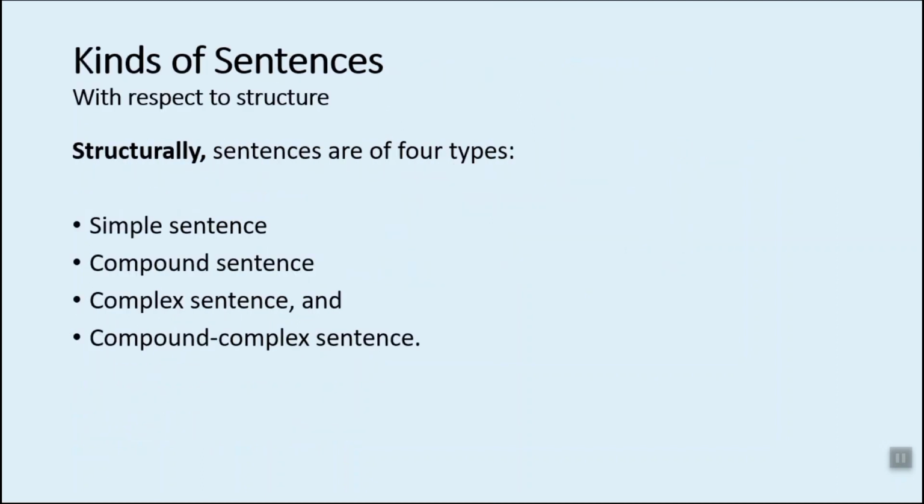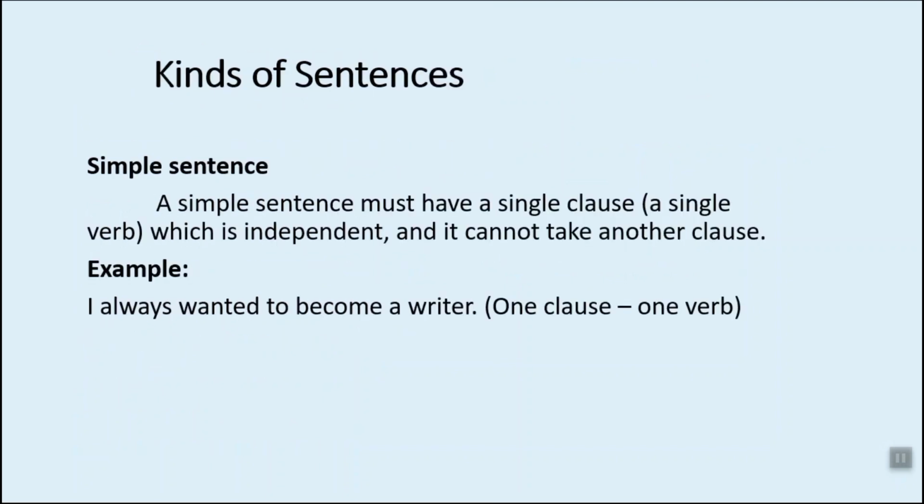With respect to structure, simple sentence, compound sentence and complex sentence are the kinds of sentences. Simple sentence. A simple sentence must have a single clause, a single verb which is independent, and it cannot take another clause. For example, I always wanted to become a writer. Here is only one clause and one verb, that's why it is called a simple sentence.